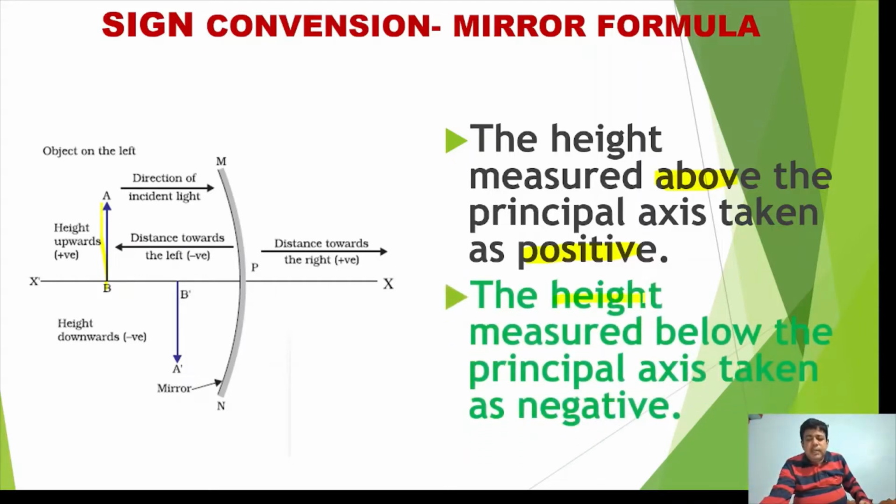Similarly, the height measured below the principal axis is taken as negative. Image formation in a concave mirror is inverted, and this is below the principal axis, so it will be treated as negative. So the height of the image is always taken as negative because it is an inverted image, and the inverted image is always below the principal axis. These are the sign conventions.